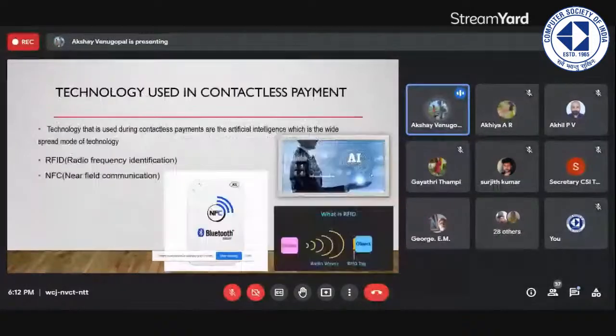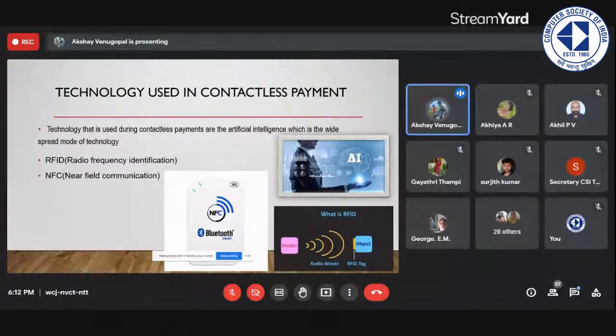The technology used in contactless payment. First of all, artificial intelligence is a widespread mode used in contactless payment. Next comes RFID, which means radio frequency identification, which uses wireless non-contact radio frequency to transmit data wirelessly. As we all know, RFID technology is being used in FASTag payment, which is being implemented all over our national highways across India.